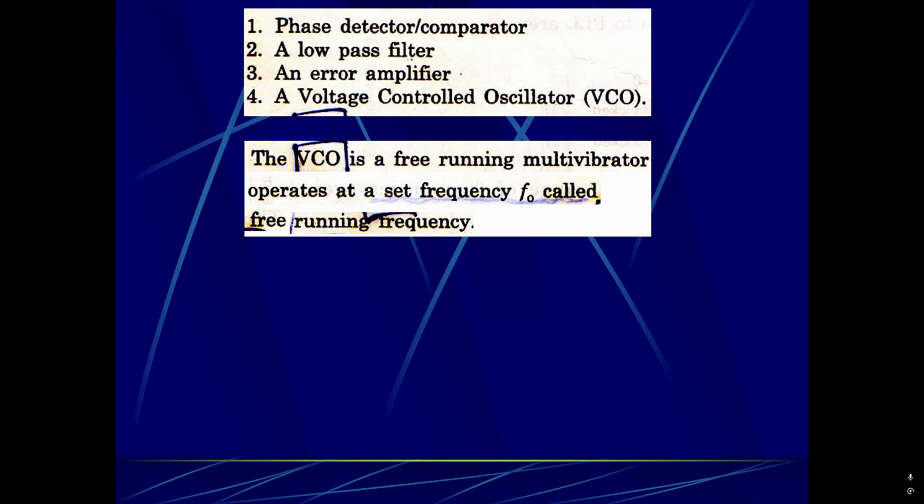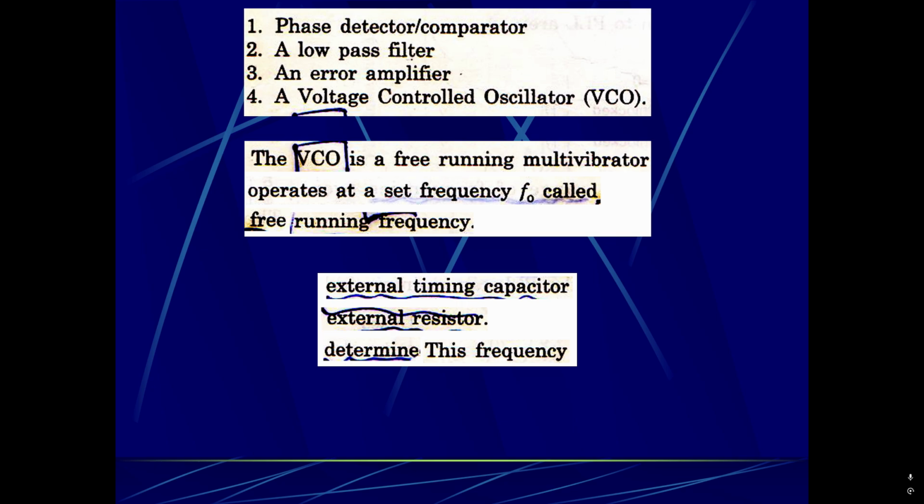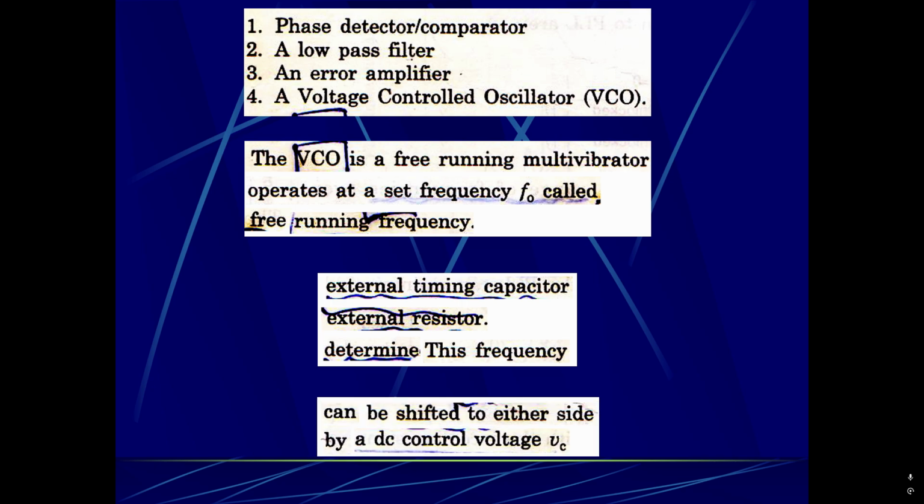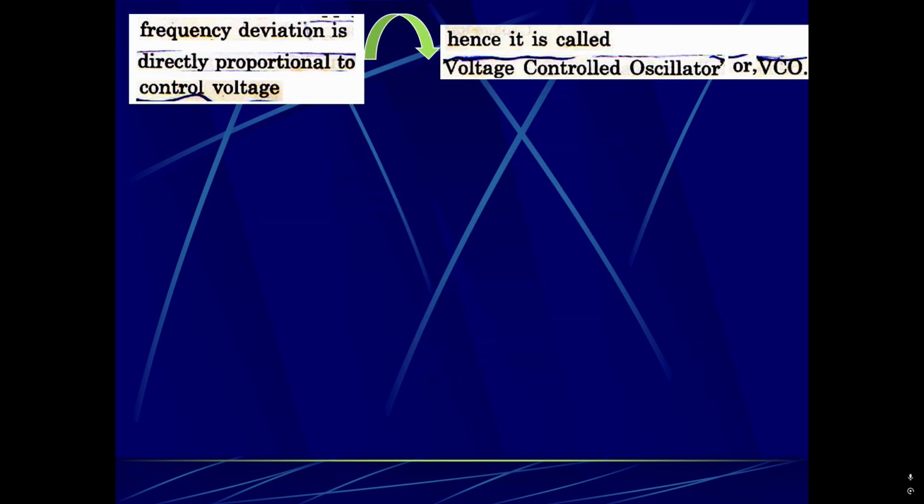The VCO is a free running multivibrator, operates at a set frequency F0 called free running frequency. External timing capacitor and external resistor determine this frequency. It can be shifted to either side by a DC control voltage Vc. Frequency deviation is directly proportional to control voltage. Hence it is called voltage controlled oscillator or VCO.